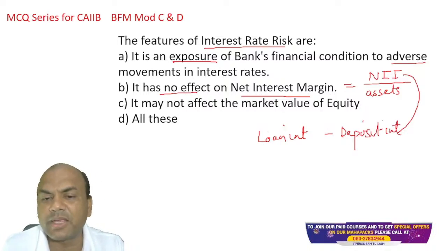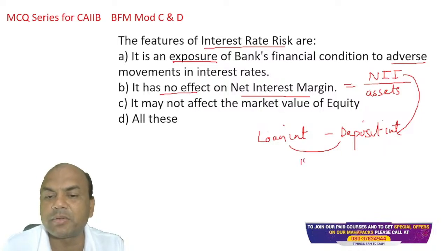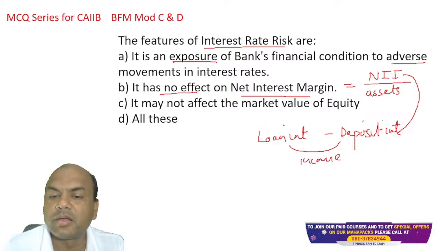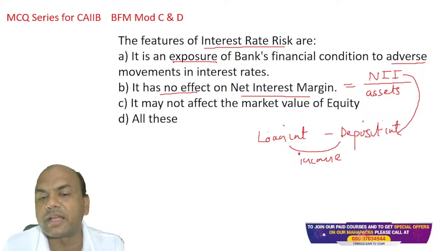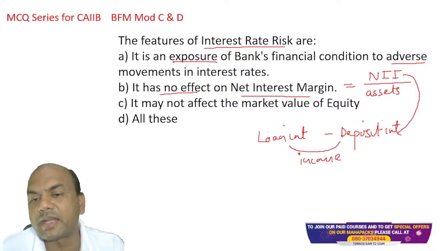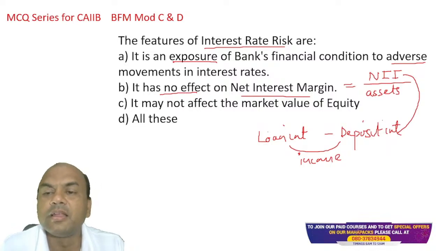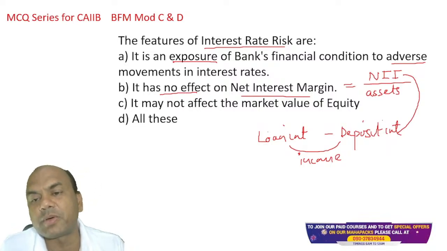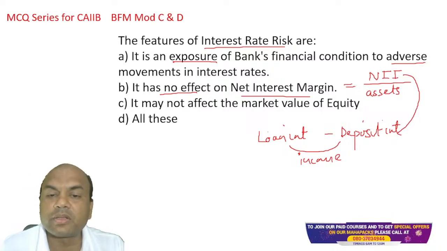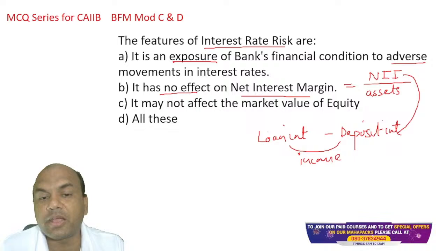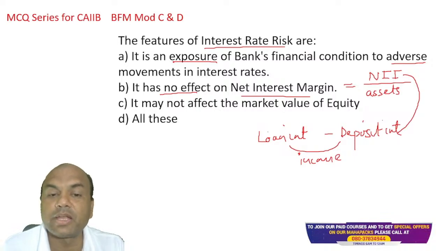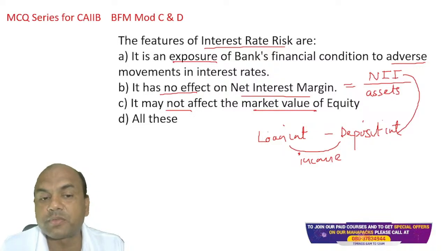Okay, that is my income, isn't it? This is my income of the bank. How does the bank earn? Bank gives loan and gets interest, and takes deposit and gives interest. The difference is the income. So that is NII. This NII, when I divide it by the performing assets, I get NIM. So no effect on the NIM. It may not affect the market value of the equity. It may not affect the market value of the equity and all of these.